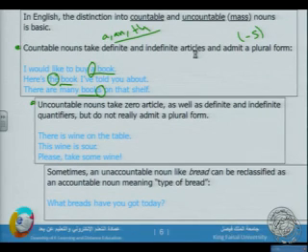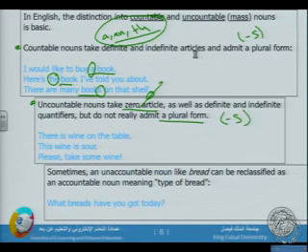لكن uncountable take zero article. شو تاخذ؟ zero article. يعني ما فيها articles ولا واحد من هذول. As well as definite and indefinite quantifiers, but they don't really admit a plural form. ما إلهم جمع. There is wine on the table, or there is water on the table. لكن ما بقدر أحكي there are waters on the table. خطأ. We can't say there are waters. Why? Because water is an uncountable noun. It doesn't admit a plural form.